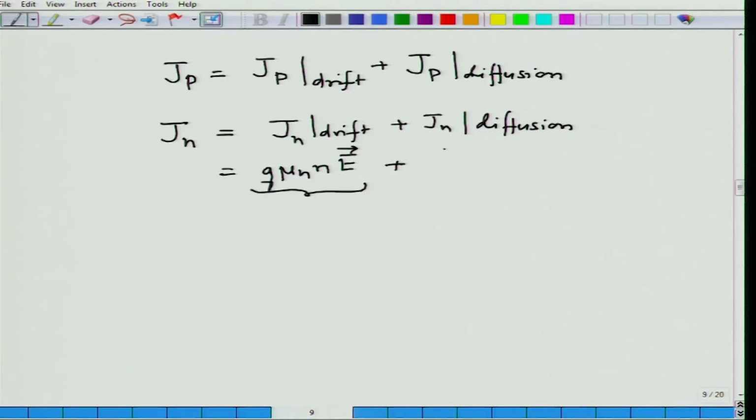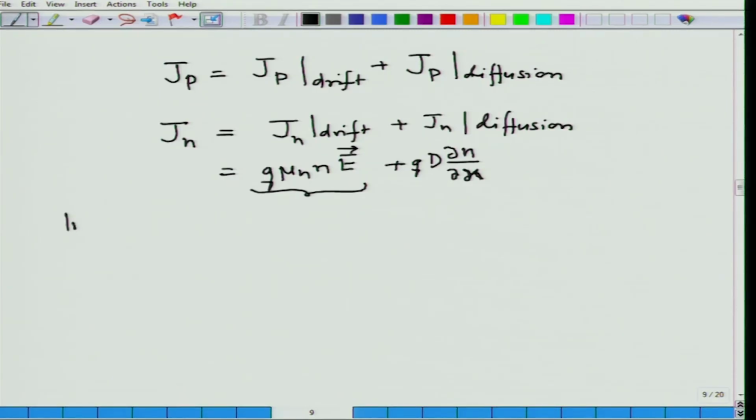And what is the diffusion? Diffusion is obviously due to the concentration gradient of the carriers multiplied by the diffusion constant multiplied by the charge. So, these two equations similarly I can write for the hole, and this equation will give me the overall current due to holes and electrons.